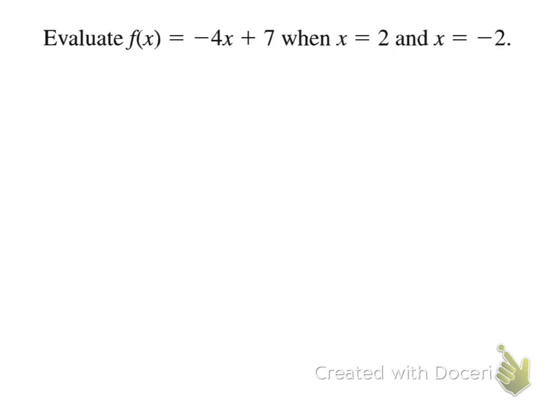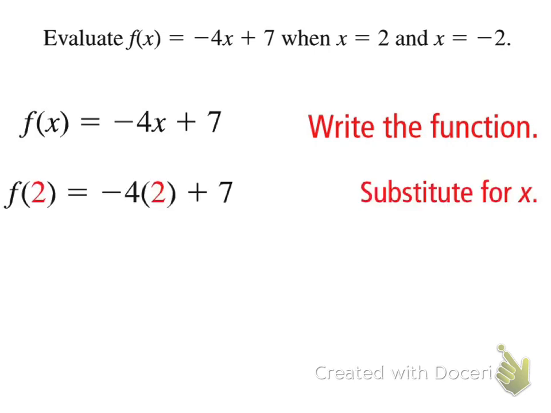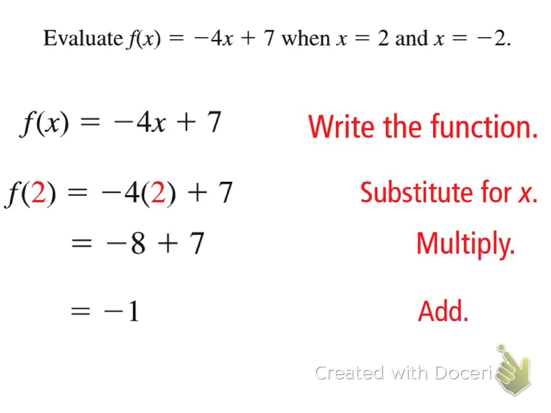All right, so here's an example from the book. f of x equals negative 4x plus 7 when x equals 2. So we're doing that, right? I'm just substituting in the 2. f of 2 equals negative 4 times 2 plus 7. Are you guys with me? And then I simplify it, and so I say f of 2 equals negative 1.